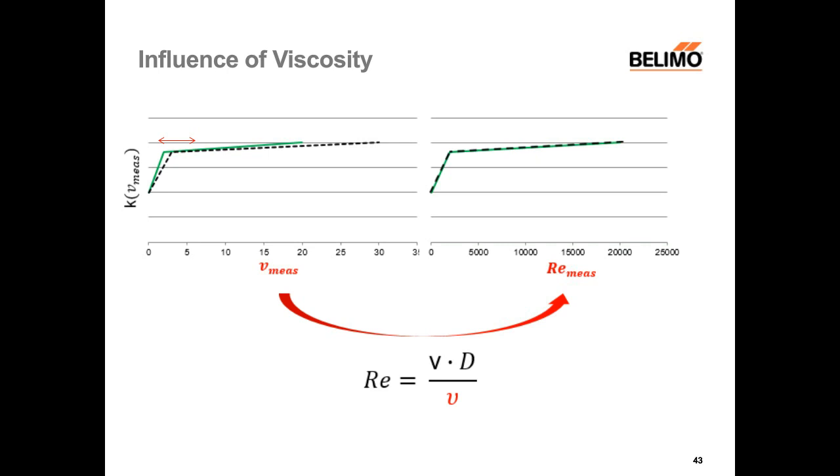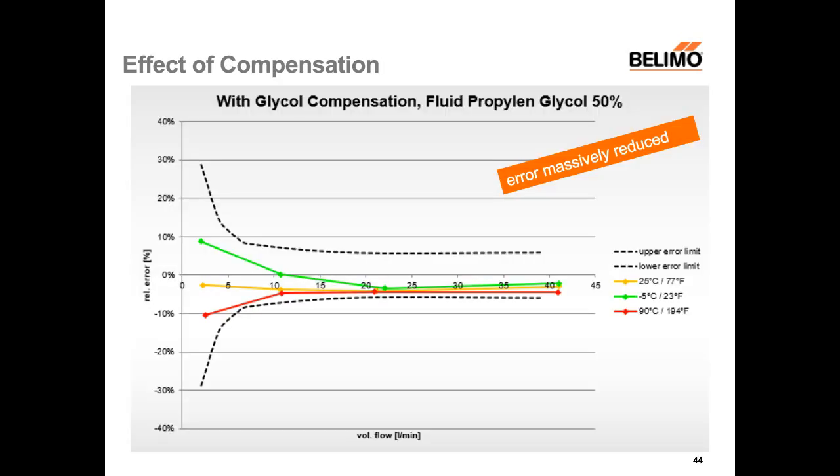After we understood the physical background and we applied this method to our meters, we finally got the desired result and are now able to measure accurately even when Glycol is used as heat transfer fluid. On this diagram, we see measurements with the compensation active at different temperatures and with 50% Glycol. It's the same meter, equal conditions, but the error is massively reduced.